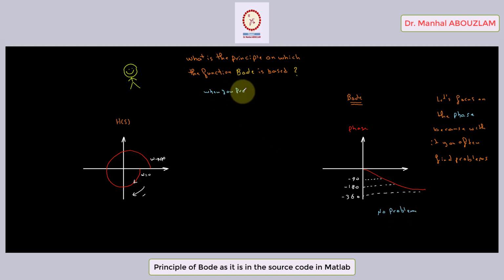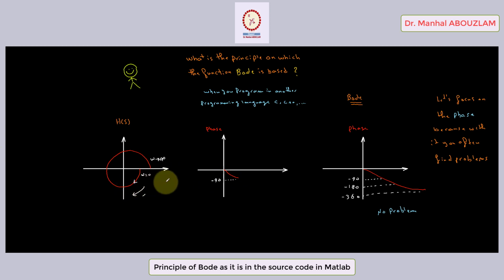Now when you try to program in another programming language like C or C++, when you try to apply what you learn in university, you often obtain a curve like that for the phase. It starts with the value 0, then arrives at negative 90, then from this point it suddenly jumps to 270. Then it goes down until 0 when it does a complete turn. In fact, as you see, this curve can represent the movement of the contour, but it's not a continuous curve like the curve which is given by the function Bode in Matlab. And this curve can make the calculation of stability margins difficult.